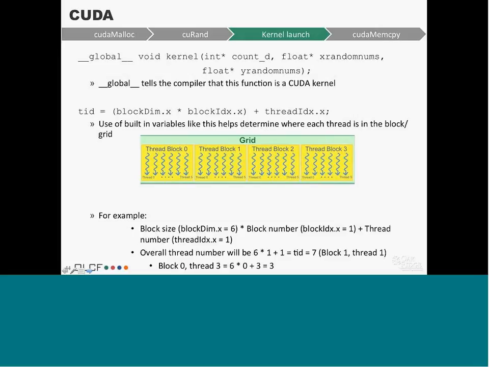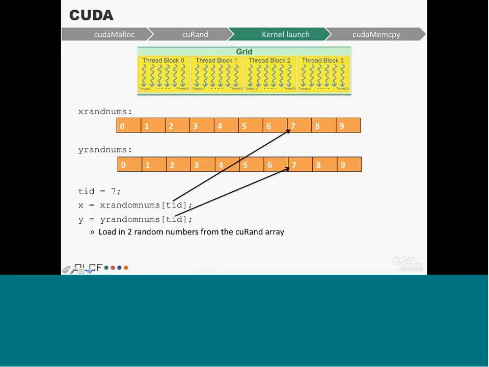To find this global thread number, we want to take the size of the block. In this image, it's going to be 6 threads. We want to take the block number, and then the local thread number from within that block. So we multiply the block size times the block ID, and then add the thread number, and that will be the global thread number of the thread launched by your kernel.